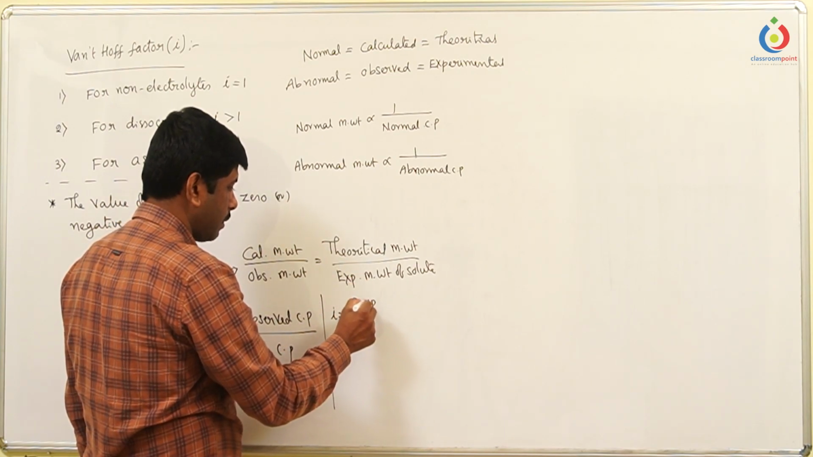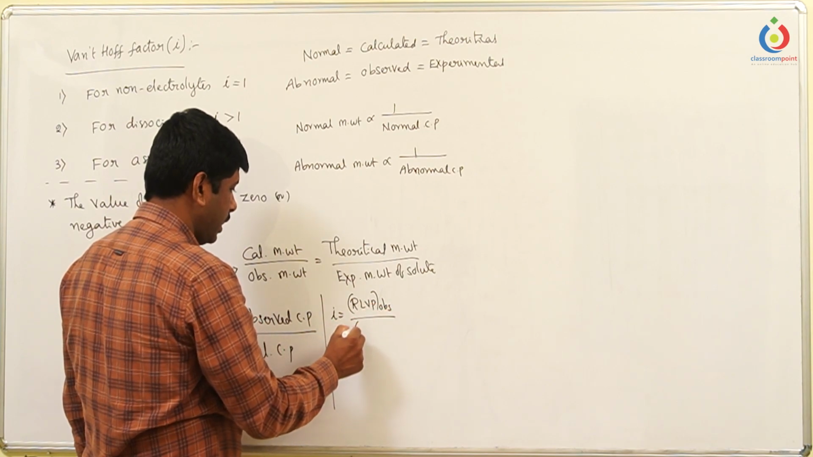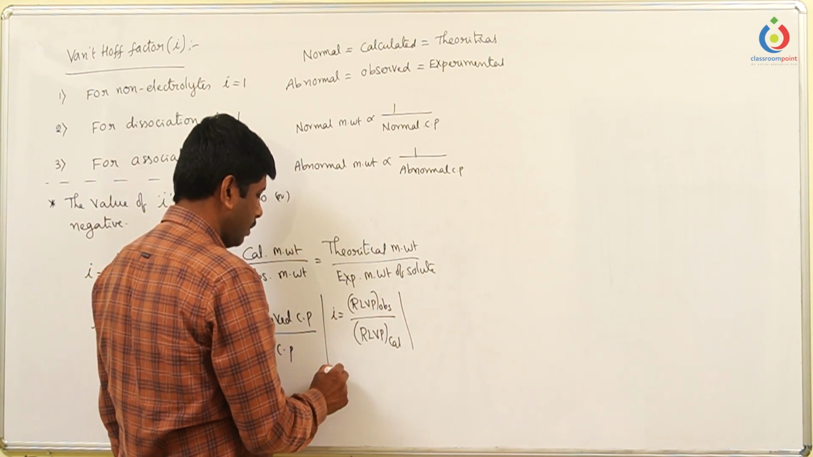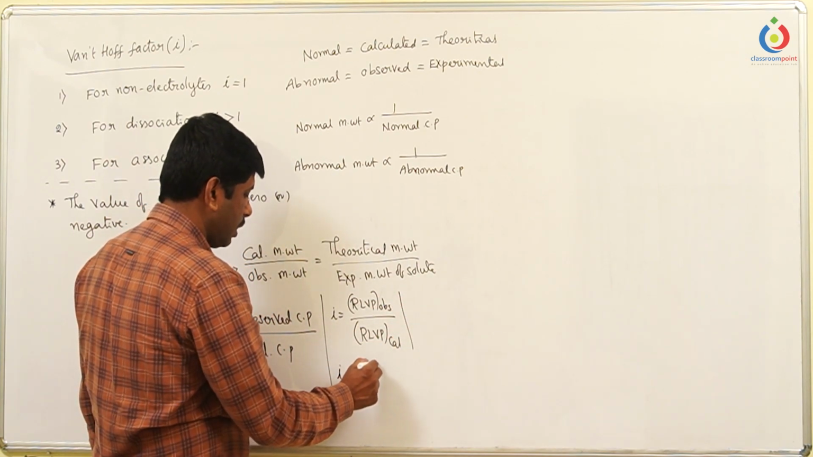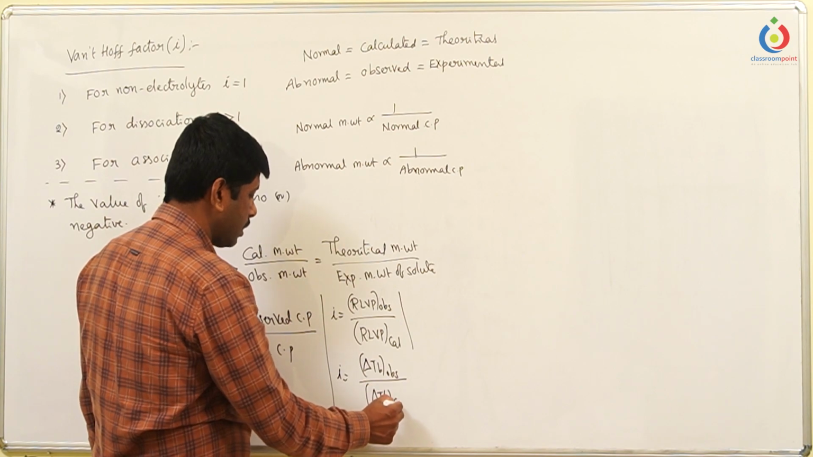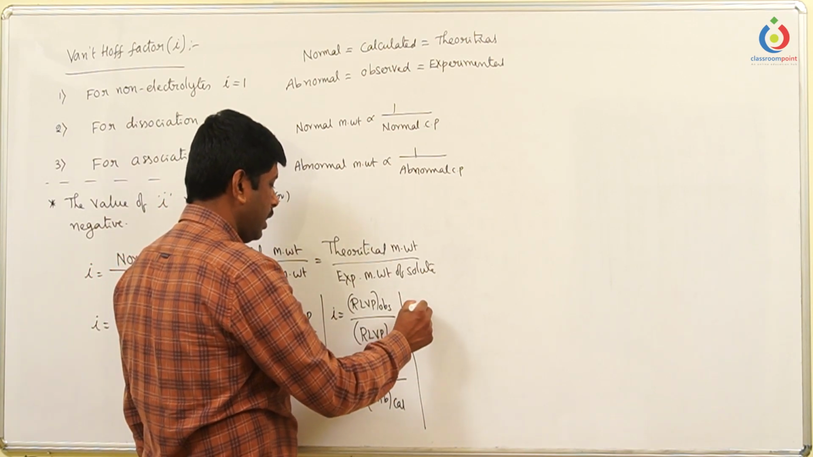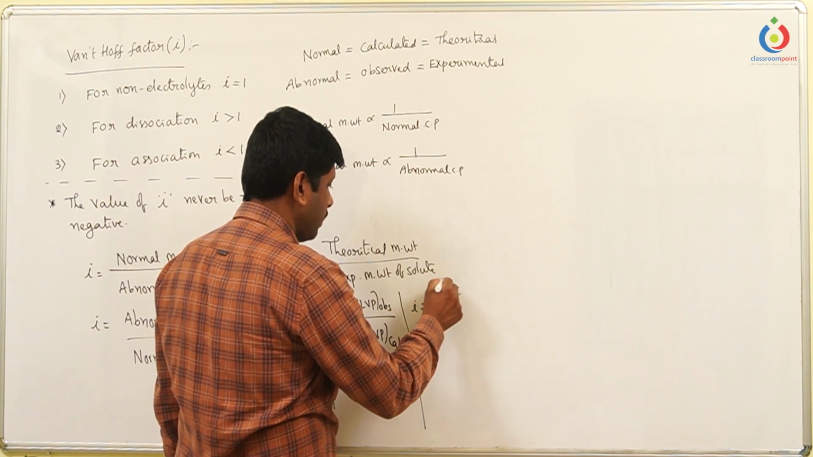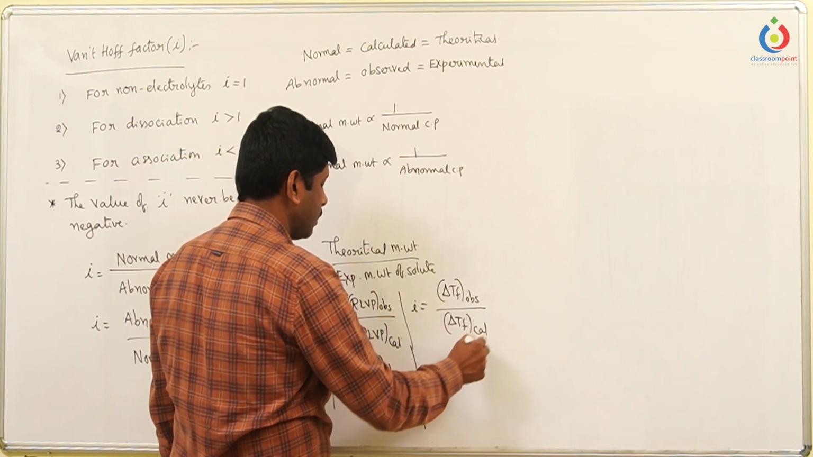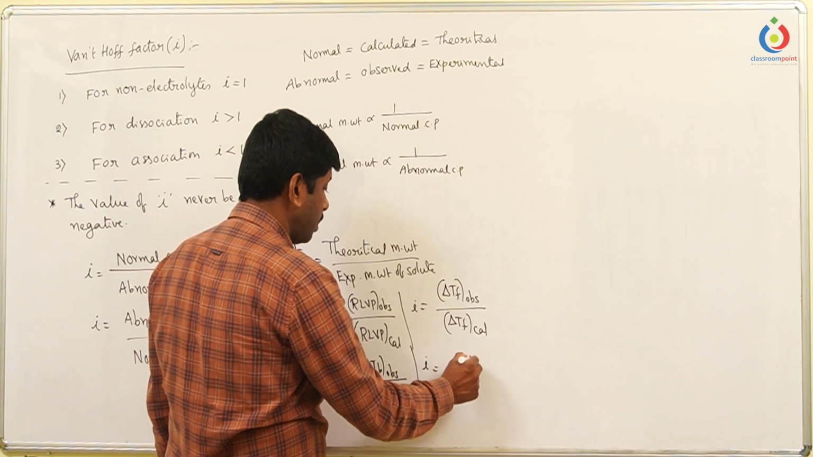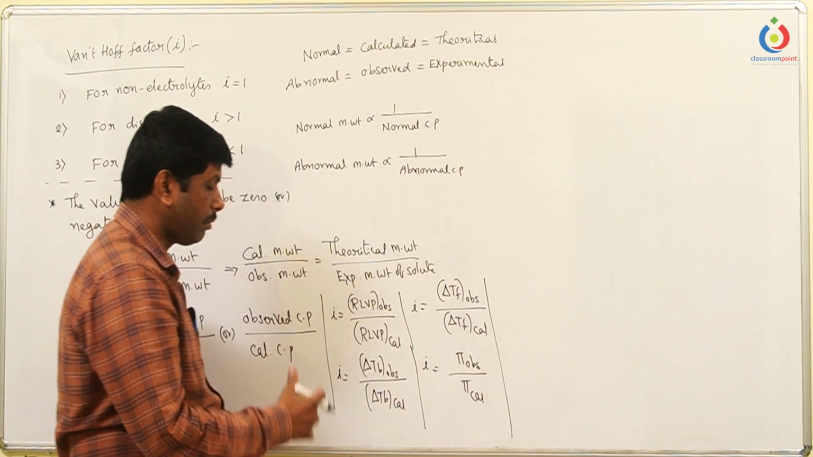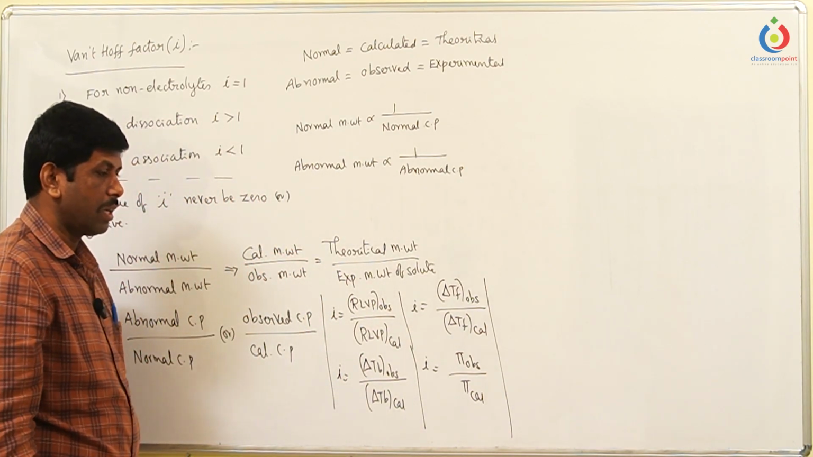Relative lowering of vapor pressure, observed value divided by relative lowering of vapor pressure, calculated. Similarly, I equals the elevation in boiling point observed value divided by elevation in boiling point calculated value. And I equals the observed depression in freezing point divided by the calculated depression in freezing point. And also the observed osmotic pressure divided by the calculated osmotic pressure. So from this we can get the factor I value.